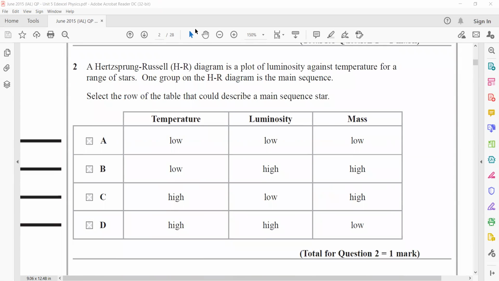A Hertzsprung-Russell diagram is a plot of luminosity against temperature for a range of stars. One group on the HR diagram is the main sequence. Select a row of the table that describes the main sequence stars. They have a low temperature, low luminosity, and low masses. That's why A is the right answer, which matches all the characteristics of main sequence stars.